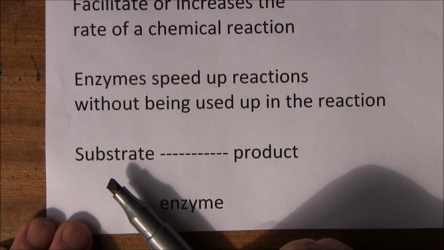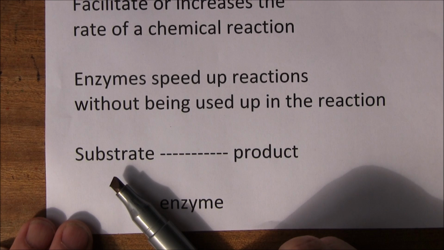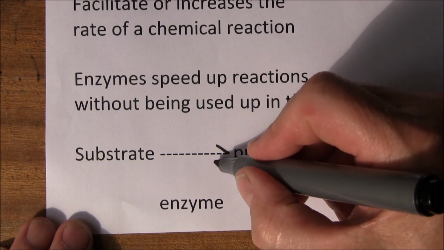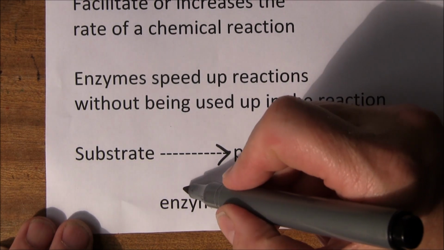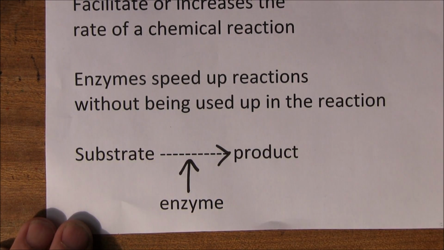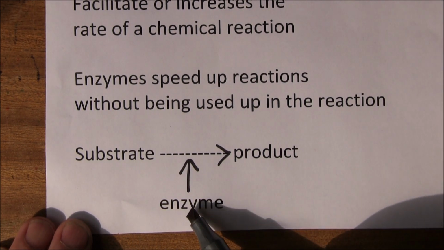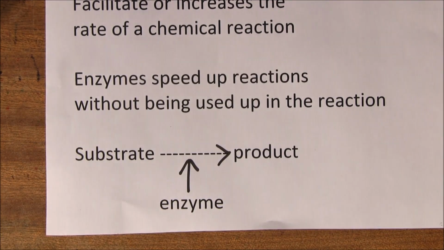In the case we looked at, the substrate was sucrose. It was broken down into the product, which was glucose and fructose, and the enzyme facilitating that process was sucrase. But this is the way it works. The substrate is converted into the product, but only under the influence of the enzyme.